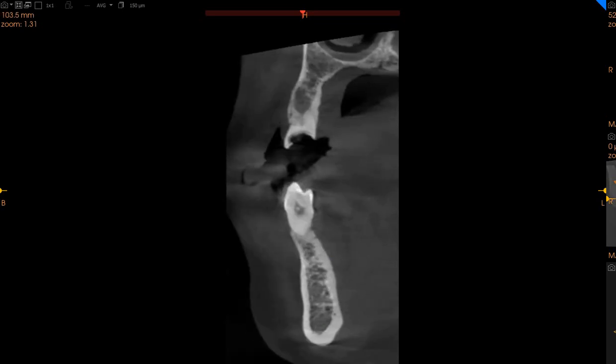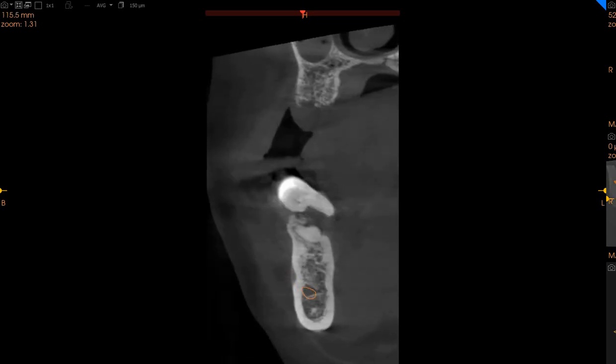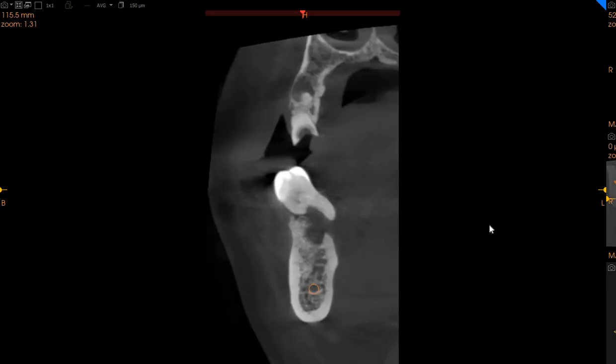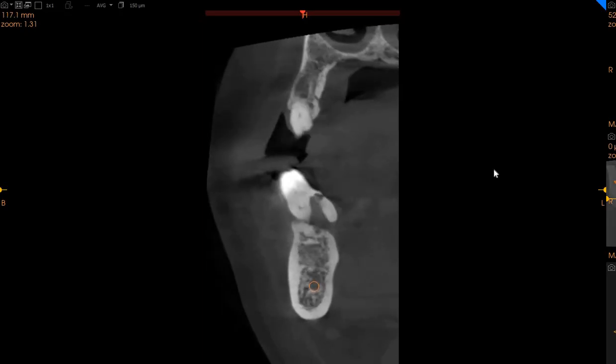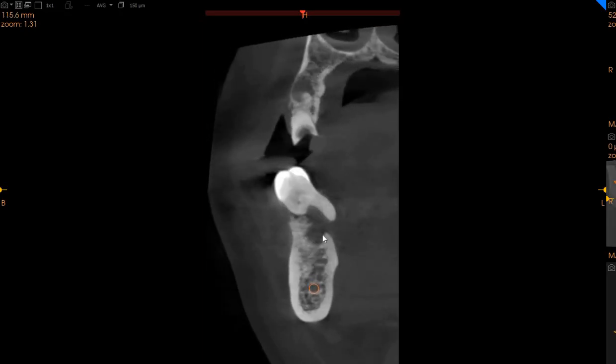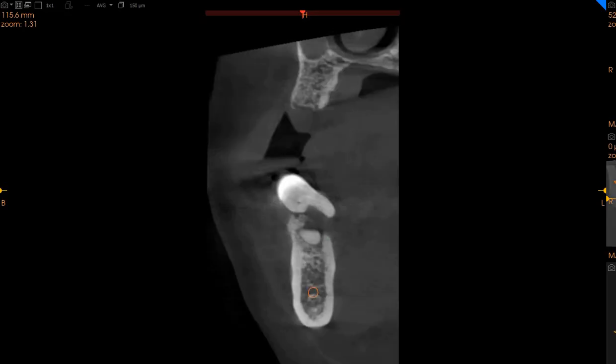Now if you move towards the lower posterior region, this is a lower left 6, with a very severe periodontal infection with periapical radiolucencies. If this tooth is extracted, we've got a ridge width of 8 millimeters and a height of approximately 13 millimeters. So implant placement here will definitely be possible.